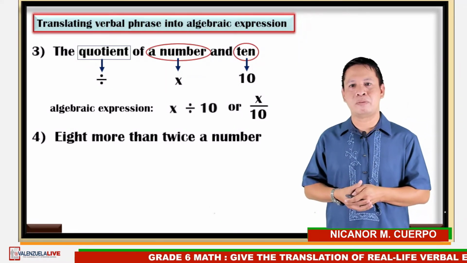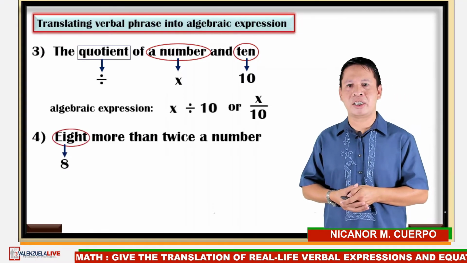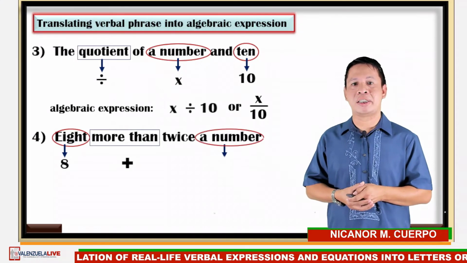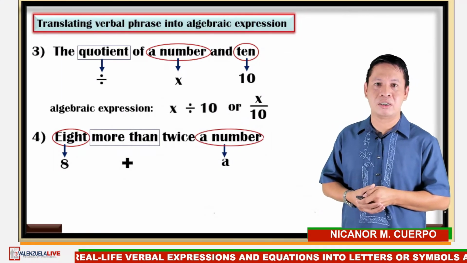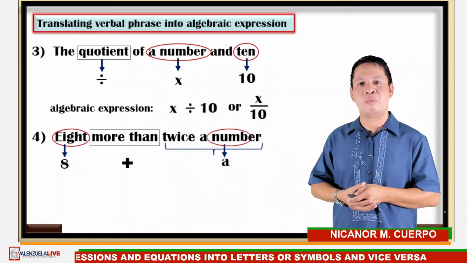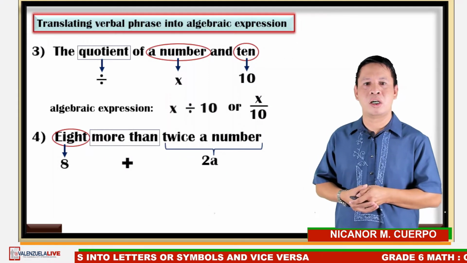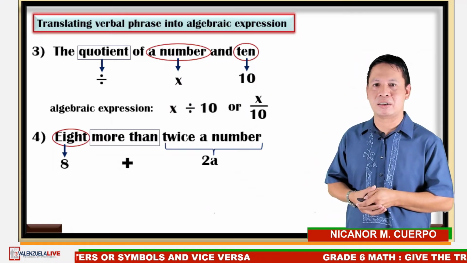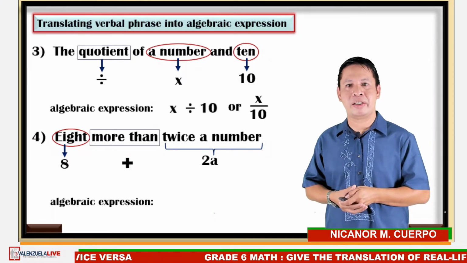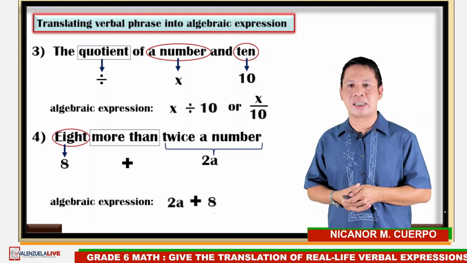For number 4, 8 more than twice a number. So 8, write in symbol. More than means addition. Twice a number, so let's represent a number using the variable a. Now, because of the word twice, we're going to put 2 and a side by side. Then, the algebraic expression for the given verbal phrase is 2a plus 8.